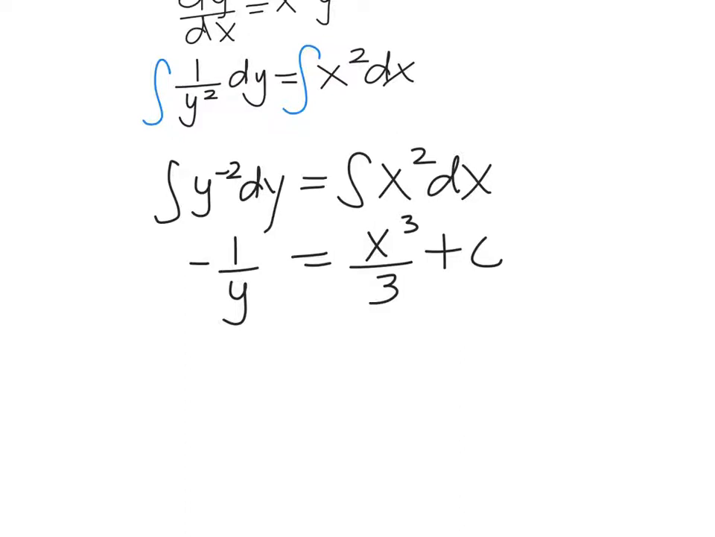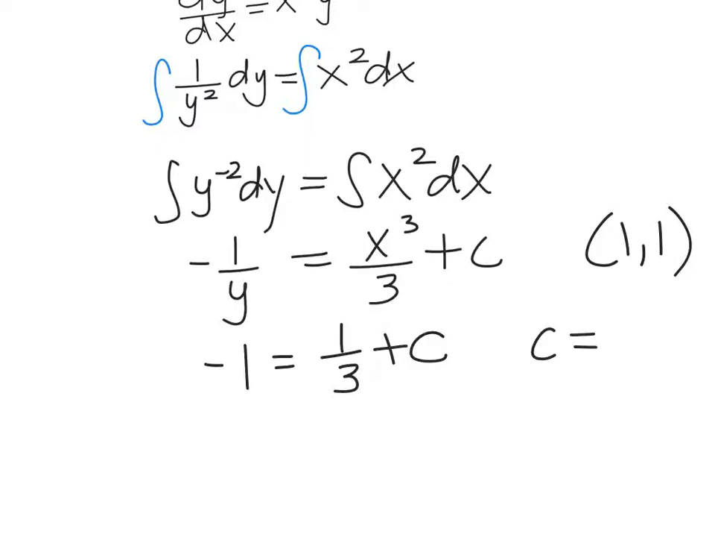So now we're going to go ahead and find out what c is, because we have a specific point that they gave us: when y is 1, x is 1. So we'll plug both of those in and solve. Plug it in for x and y. They're both the same. So it's negative 1 equals 1/3 plus c. So c would equal negative 4/3.